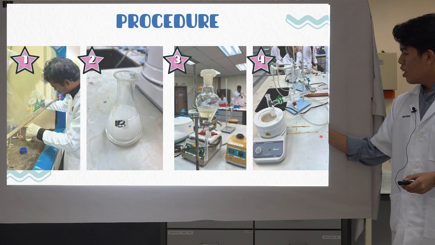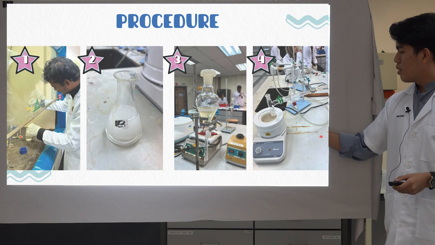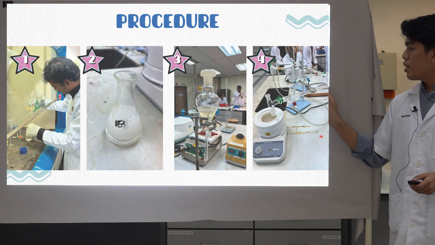After that, we put the thermometer into the solution, but don't touch the bottom of the flask, and we start to heat the solution. Then we wait until it reaches 40 degrees Celsius, and after it has reached 40 degrees Celsius, we turn off the heat bath.